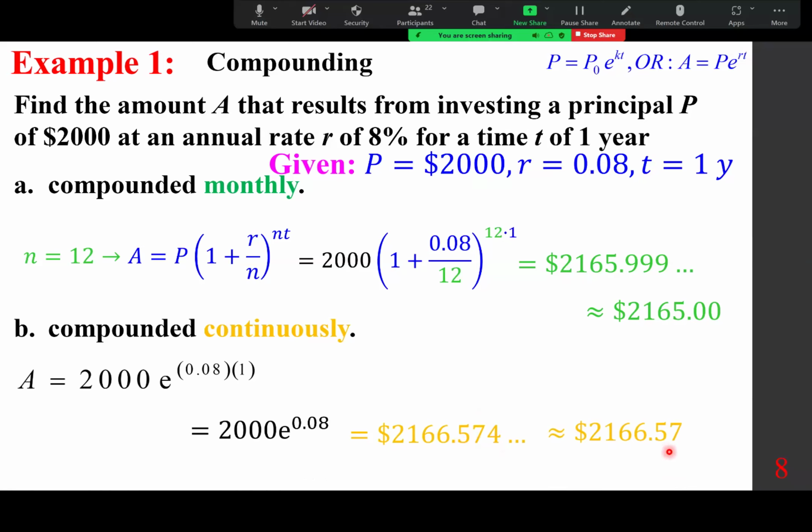So after 7 is 4, we keep it as 57 and we read $2,166.57. Obviously, as we add to the n, this gets larger and ultimately becomes continuous, and it's even larger. Not by much, but it depends on a lot of factors. The amount of principal, the number of years, then you'll see some difference.